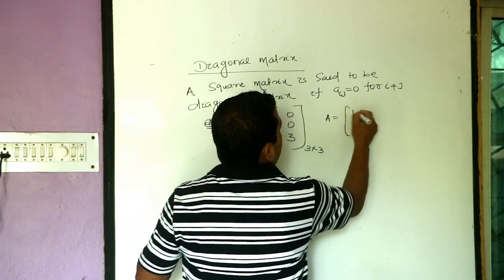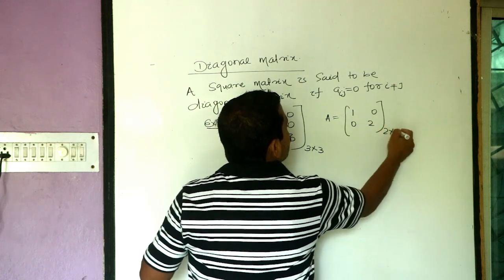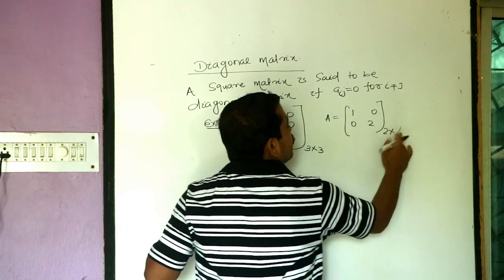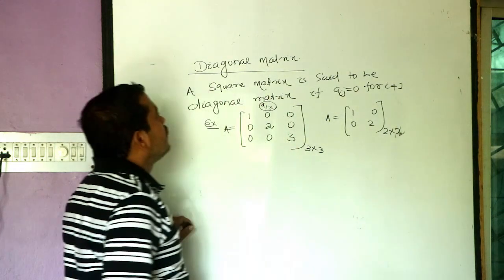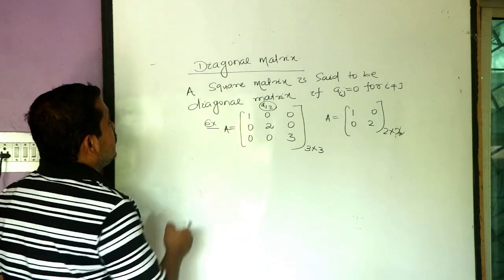This is also a diagonal matrix of order 2 cross 2. These are examples of a diagonal matrix.